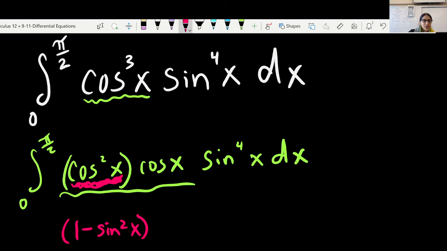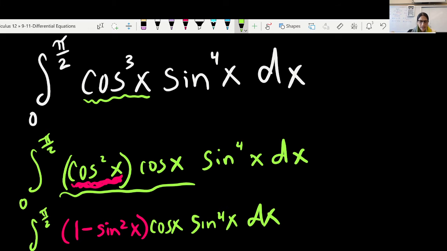So again, you could use your little sheet to refer back to your trig identities if you need to, or hopefully after we practice this a bit, it's going to come back to you. And then the rest of it is still there. I'm getting lazy and don't want to rewrite this, but I will. And then we have the cos x there, and then we have our sine to the power of 4x dx.